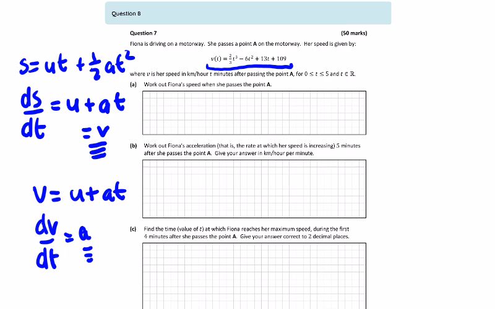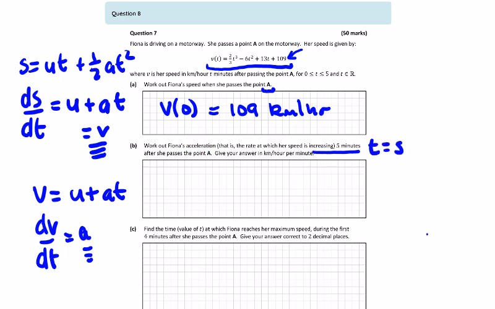The first part here is work out Fiona's speed when she passes A. So v of 0, time will be equal to 0, she passes A. So you can see we're just going to get the constant at the end, 109 kilometers an hour. A nice easy intro. Find acceleration, that is the rate at which her speed is increasing, 5 minutes after she passes the point A. So t is equal to 5.